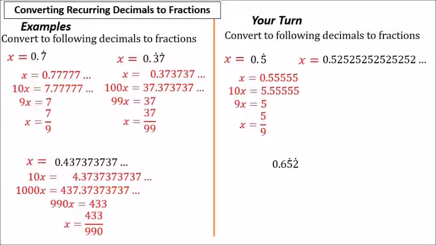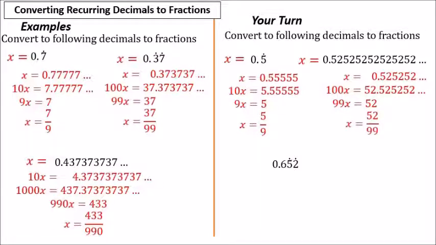0.52 recurring, we have x is 0.52 recurring. 0.525252 carries on. Here we have two digits repeating, so if we multiply by 100 instead to move our digits two place values to the left, because there are two digits repeating, we have 52.5252. If we do 100x take away x, we are getting rid of the recurring decimal part, and it's the same as 52 take away 0, so 99x is 52. If we then divide by 99, we get x is 52 over 99.